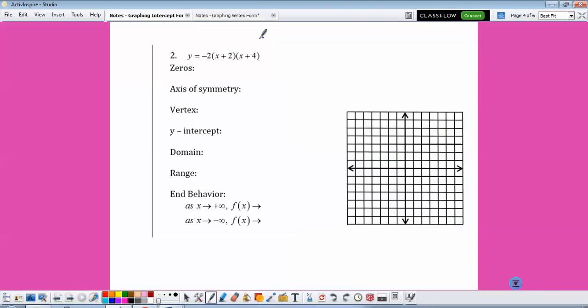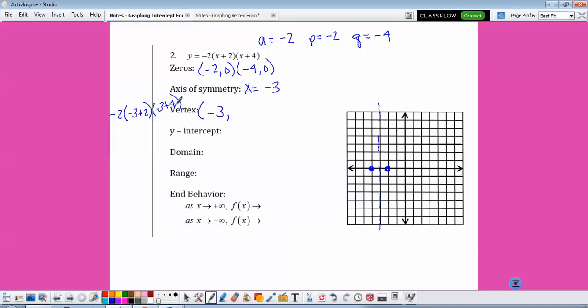Let's try another one. Here, a is -2, p is -2, and q is -4. So my zeros are (-2, 0) and (-4, 0). Halfway between those, it's right here, which would be x equals -3, which is also the first part of my vertex. So when I plug it in, I do -2 times (-3 plus 2) times (-3 plus 4). Type all that at once in your calculator. And you get +2. So I'll plot that, (-3, 2).